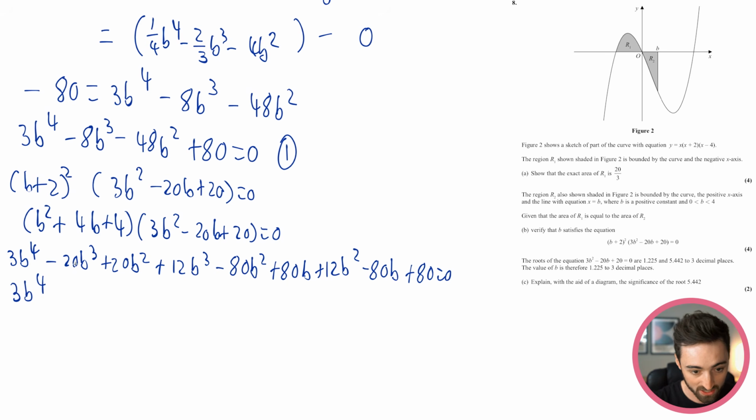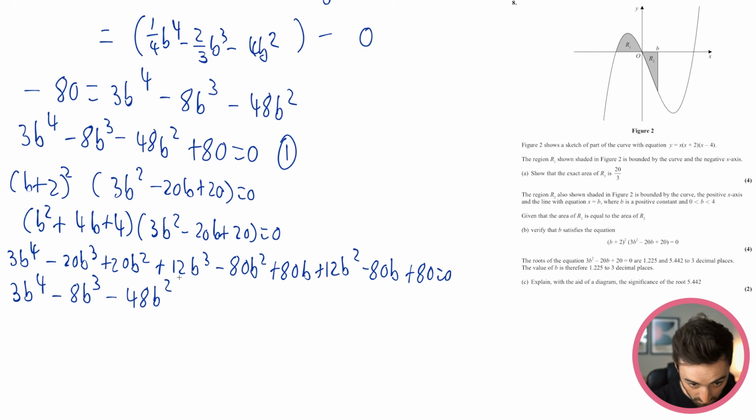B cubed, I've got minus 20b cubed here, plus 12b cubed here, and that is going to be minus 8b cubed. B squared, I've got plus 20b squared, plus 12b squared, which is going to be plus 32b squared. Minus 80b squared, so that is going to be minus, have I done something silly? Oh no, I've not, that was a b cubed, so we're good. Yeah, so this is 20b squared plus 12b squared, which is 32b squared, and then minus 80b squared, so that's going to get me minus 48b squared.